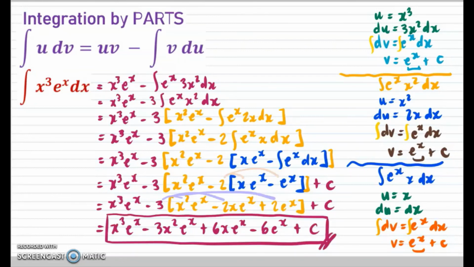Wow, for this one, we actually applied the UDV or integration by parts 3 times.